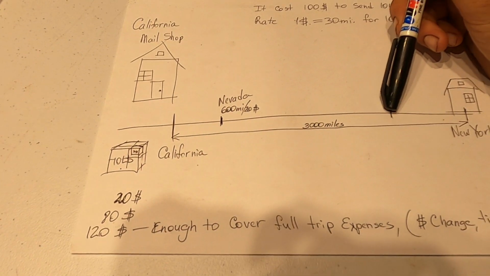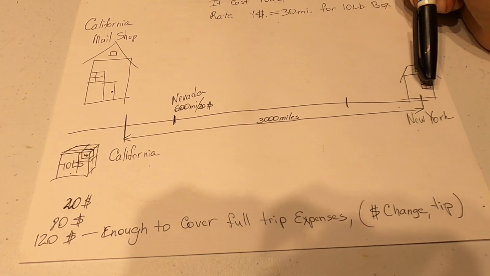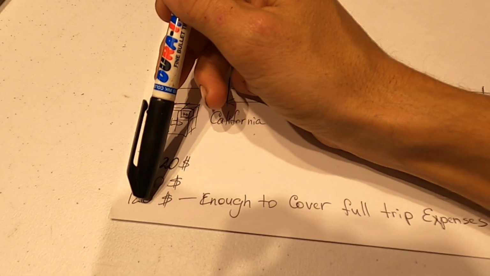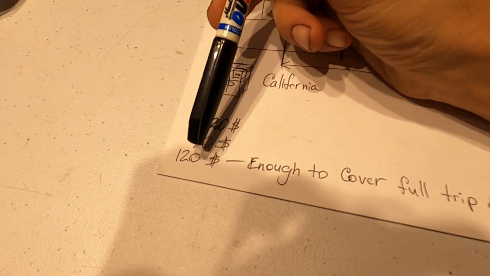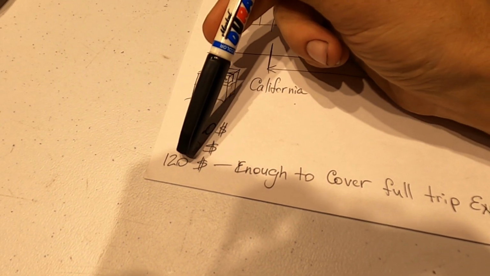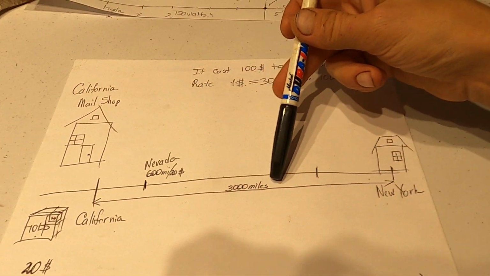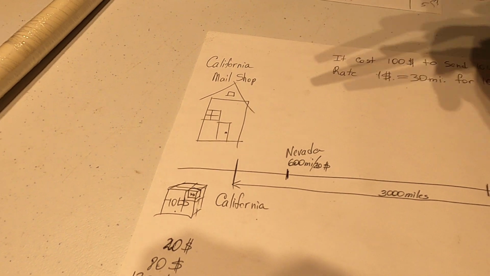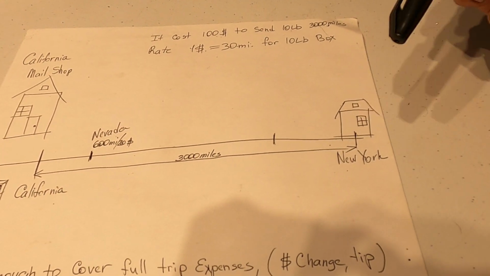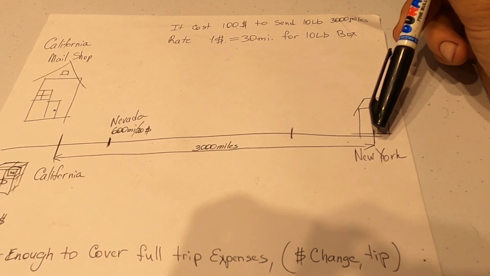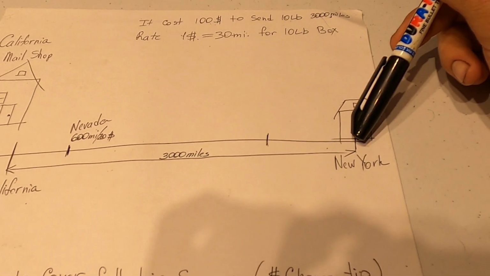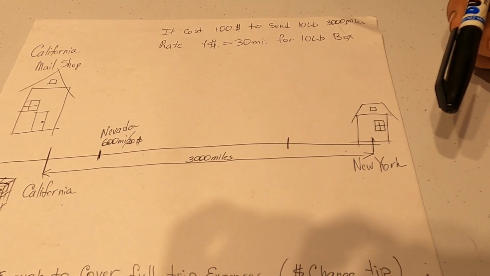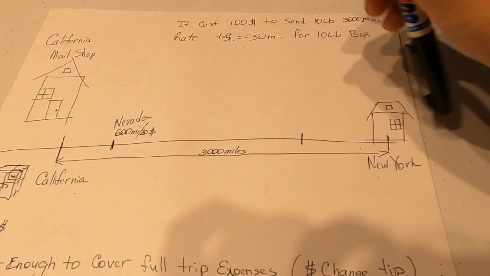Well, they're going to say, we're going to send it this far, but you're still not going to get to your New York house, which is 3,000 miles away. In order to get there, you have to pay at least $100. If you pay $120, this will be plenty enough to cover all expenses and costs, and have some extra for a tip to your mailman. And that's how you get your package, or that's how you get the job done from here to here with enough resources. In this case, enough money.